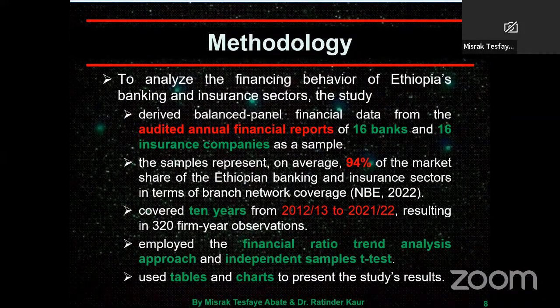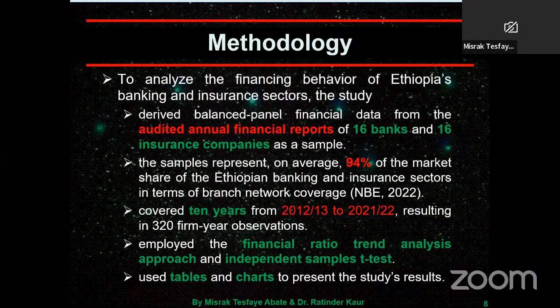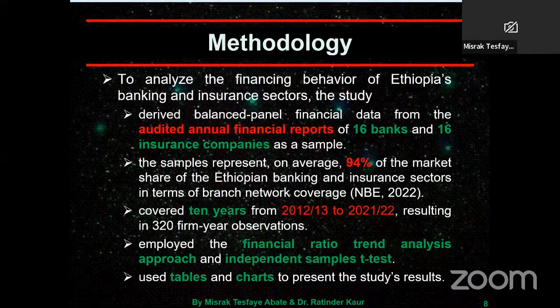Regarding the methodology, in order to analyze the financing behavior of Ethiopia's banking and insurance sectors, the study derived balanced panel financial data from the audited annual financial reports of 16 banks and 16 insurance companies. These samples represent on average 94% of the market share of the Ethiopian banking and insurance sectors.